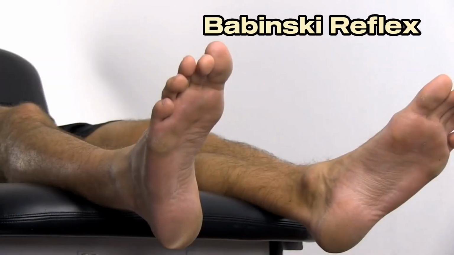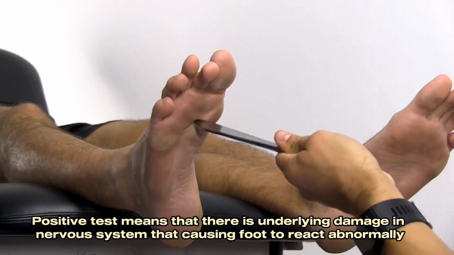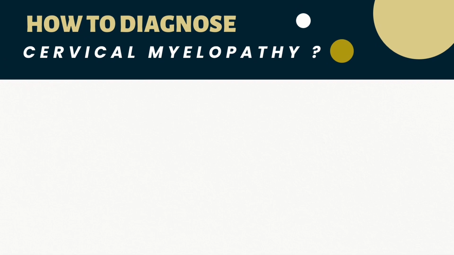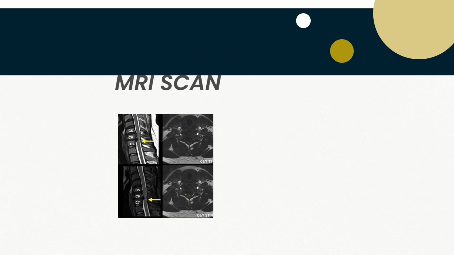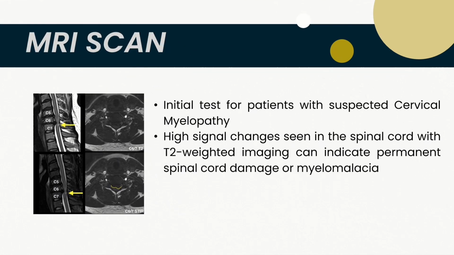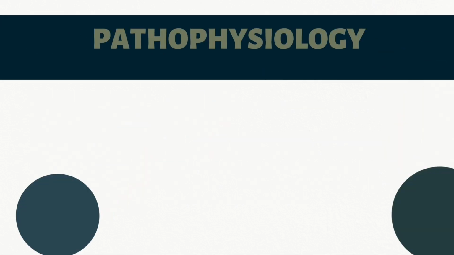The last test is Babinski reflex, which is done by running a pointed object from the heel along the lateral aspect of the foot, and is considered positive when the patient produces extension of the big toe and abduction of the other toes. The other way to detect cervical myelopathy, the doctor will also conduct an MRI scan, which is the initial test for patients with suspected cervical myelopathy. High signal changes seen in the spinal cord with T2 weighted imaging can indicate permanent spinal cord damage or myelomalacia. MRI has also demonstrated a high level of sensitivity and specificity.